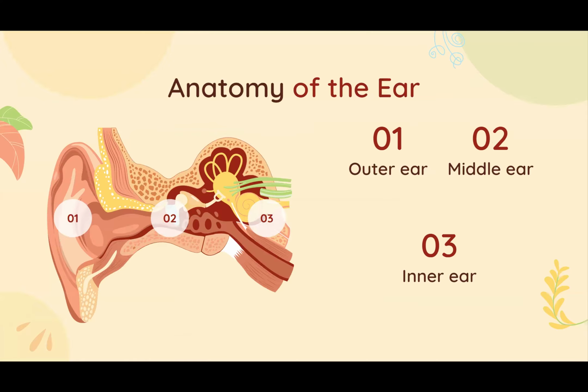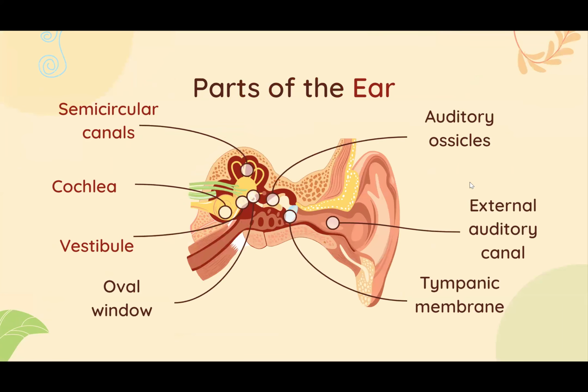Okay, starting with the anatomy of the ear, this is the basic anatomy. So you have the outer ear, which is the visible part of the ear, the middle ear, which transmits sound waves into the inner ear, and the inner ear, which contains the hearing and balance systems. That's the one we'll be focusing on the most. So here's more of the anatomy of the ear, but the part we'll be focusing on the most are the semicircular canals, the cochlea, and the vestibule.